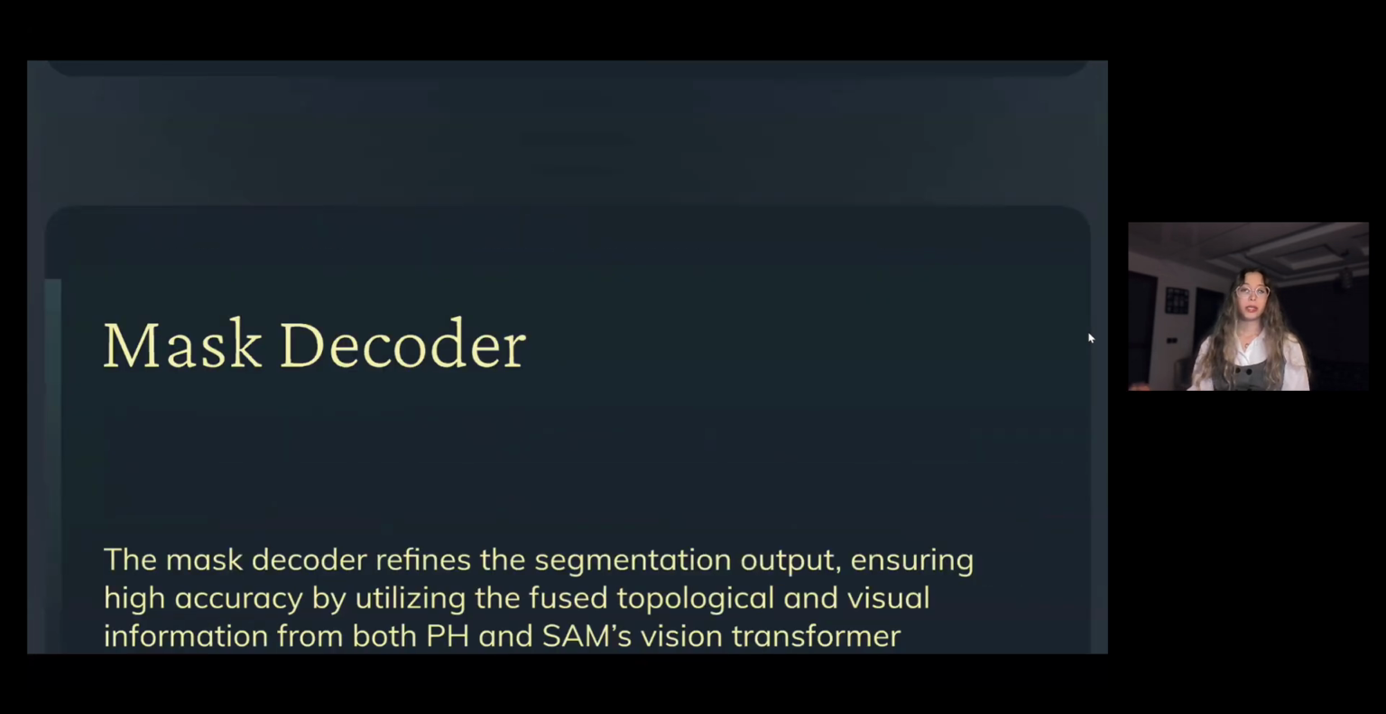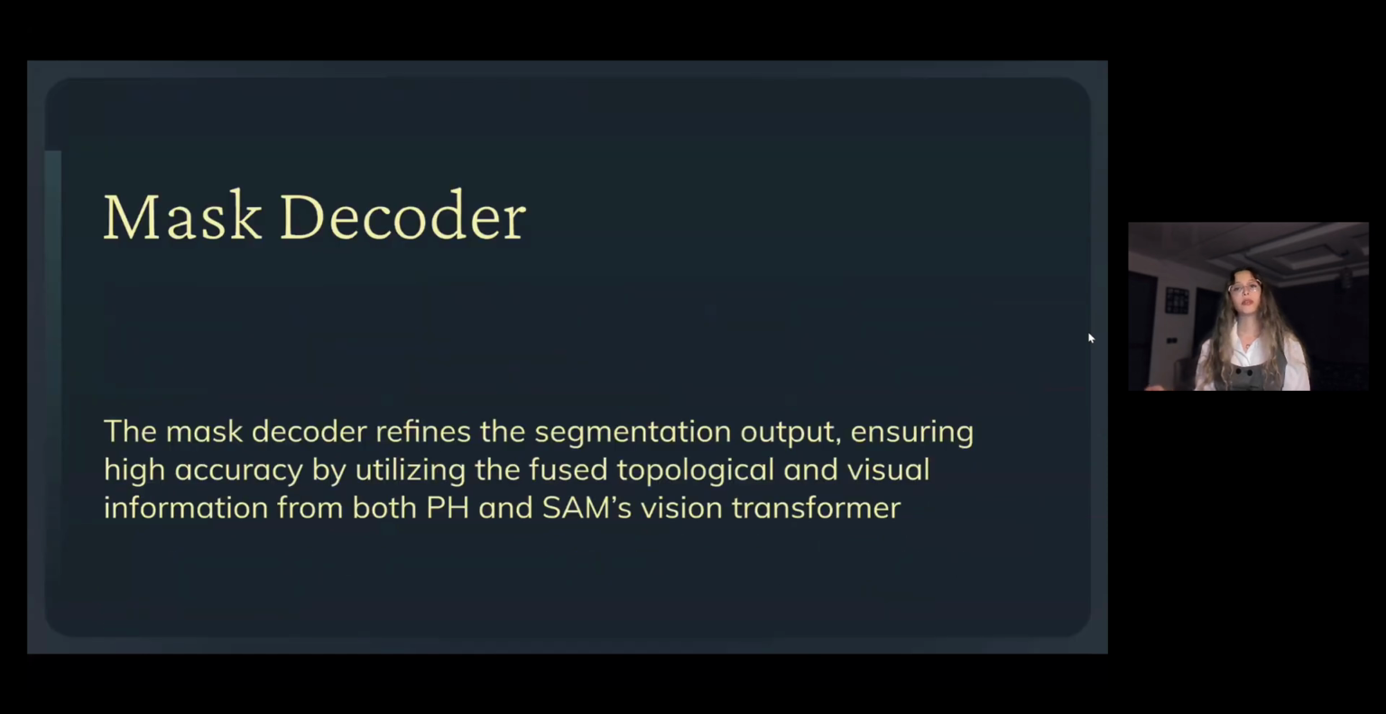Lastly, aided by the prompt encoder, the mask decoder refines the segmentation output, gives you the top, the bottom, and the full implant, ensuring high accuracy by utilizing the fused topological and visual information from both PH and SAM's vision transformer, as we can see in this output right here.